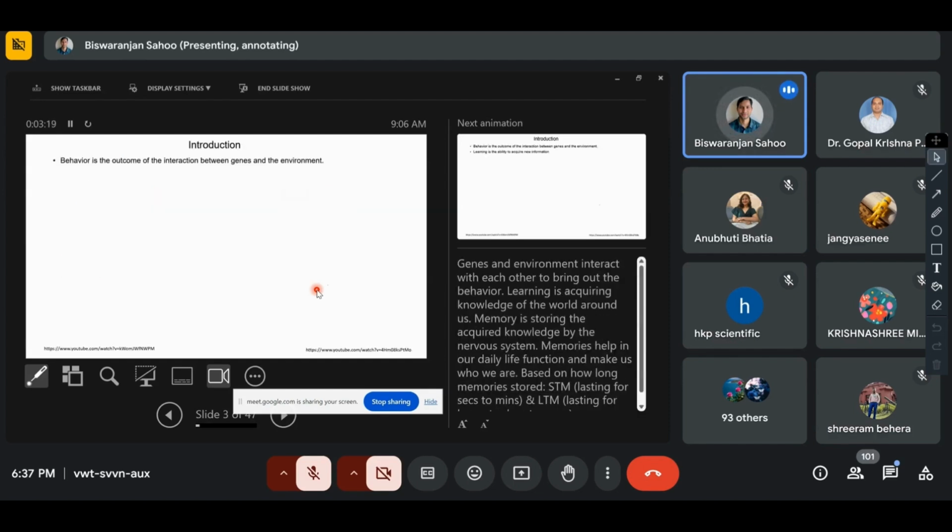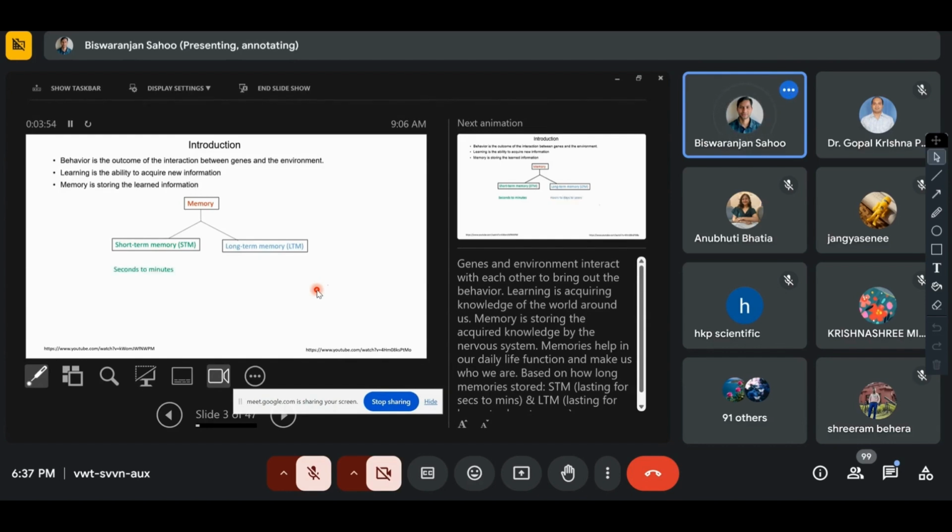Any kind of behavior is the result of the interaction of genes and environment. Learning is the process of acquiring new knowledge about the world, and memory is when this acquired knowledge is stored and retrieved later. Based on how long it lasts, memory is divided into basically two forms: short-term memory, which lasts from seconds to minutes, and long-term memory, which lasts from hours to days to years. Imagine an old man of 80 or 90 years.